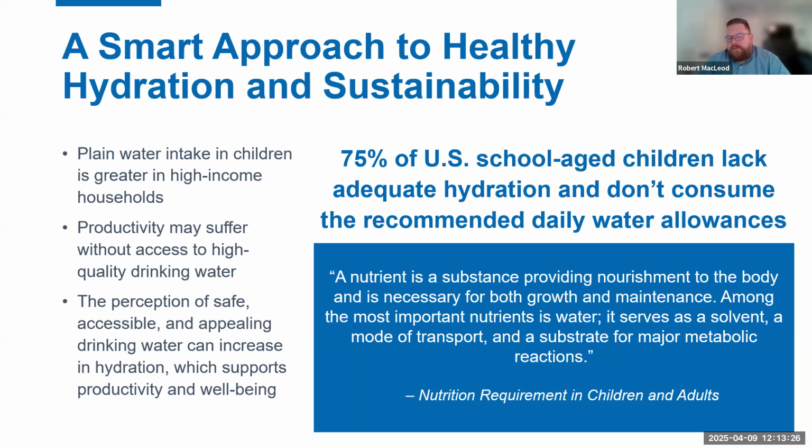A nutrient is considered a substance that provides nourishment for the body and is necessary for growth and maintenance. Nutrients fall into 7 different groups, including carbohydrates, proteins, fat, fiber, minerals, vitamins, and water. Among the most important nutrients is water. It serves as a solvent, a mode of transport, and a substrate for major metabolic reactions. In schools and offices, productivity may suffer without access to high-quality drinking water.